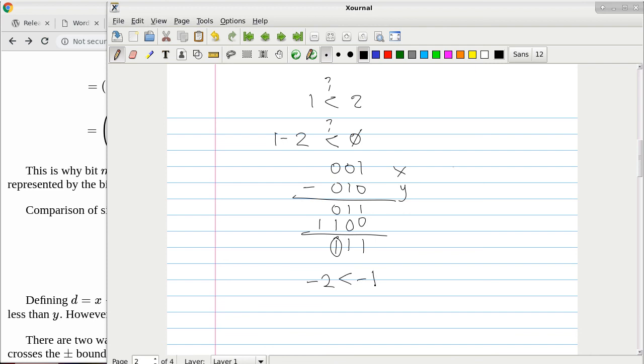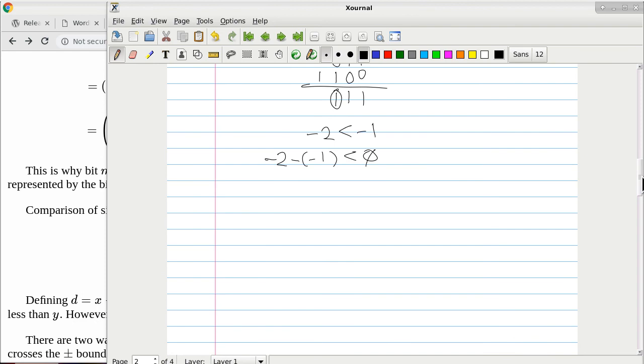It should be the case, right? So now we want to say negative 2 minus negative 1, is that less than 0? And you guys say yes. But is that the result in a binary subtraction? That's what we want to know. How do we represent negative 2? Do you guys remember?